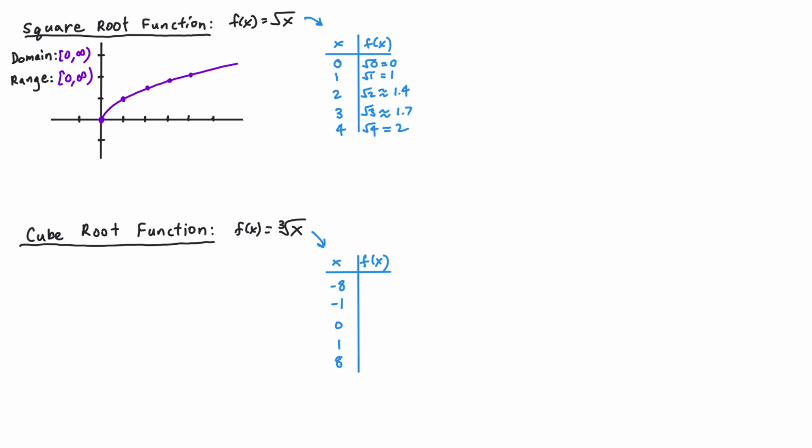Now, when we plug in x equals -8 into our function, the cube root of -8 gives us -2. If we plug in -1, cube root of -1 is -1. For x equals 0, cube root of 0 is 0. For x equals 1, cube root of 1 is 1. And then lastly, when our input is 8, the corresponding output is cube root of 8, which gives us 2. If we were to plot the points and connect them, we would get a graph that has this shape.